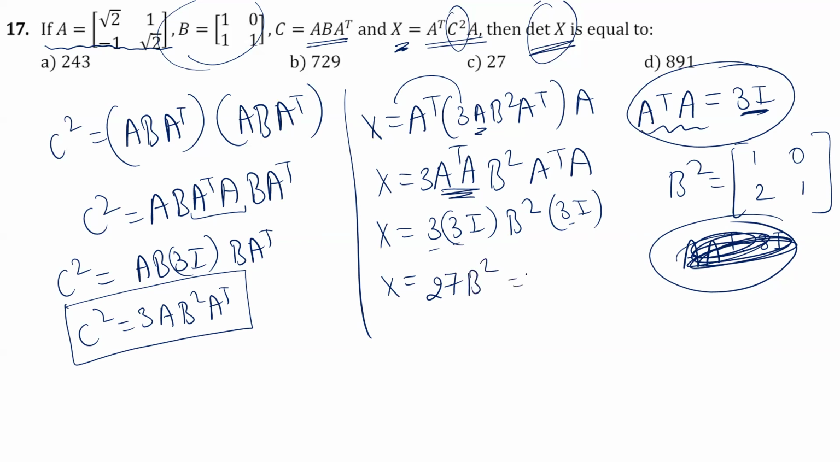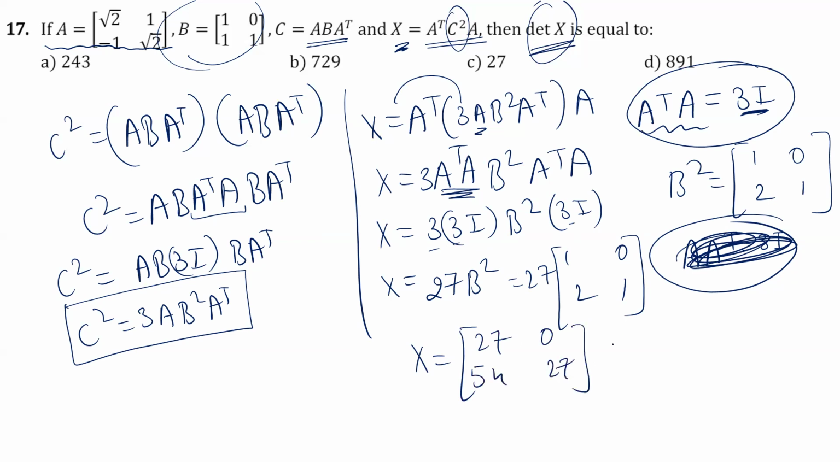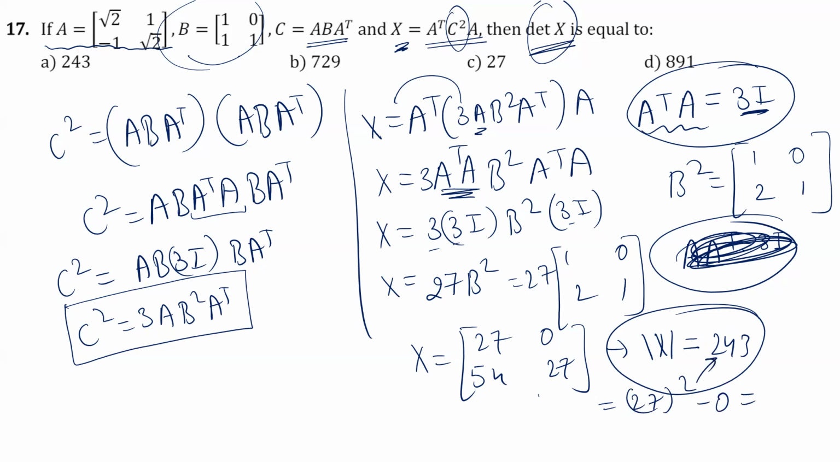So B square now you can find. B square will be how much? If you find B square, it will be 1, 0, 2, 1, and this will become 27, 0, 54, 27. Okay, so determinant of X will come out to be 243. You can calculate this determinant as 27 square minus 0. So 27 square is 23.